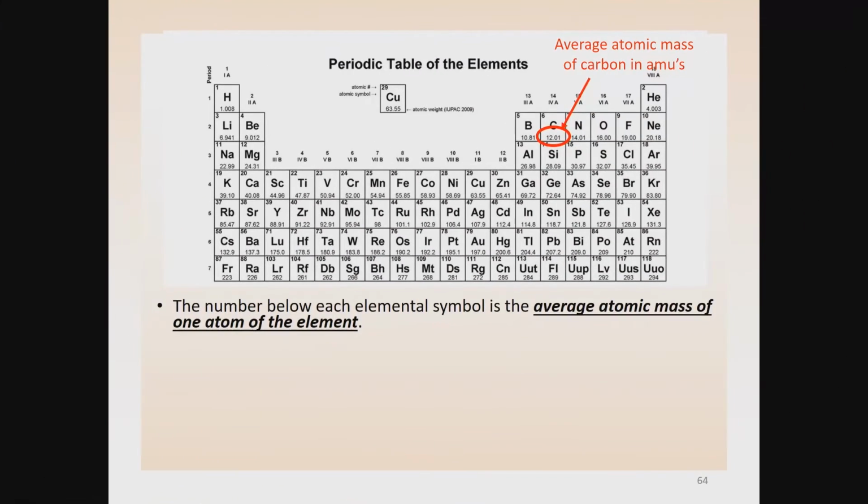One thing I want to remind you of is that what I have here is a periodic table. You can look underneath any of these elemental symbols and see a number there. That number is the average atomic mass, and the units for the average atomic mass are AMUs. You might remember that number is exactly equal to the mass in grams of that element when you have 1 mole of that element.